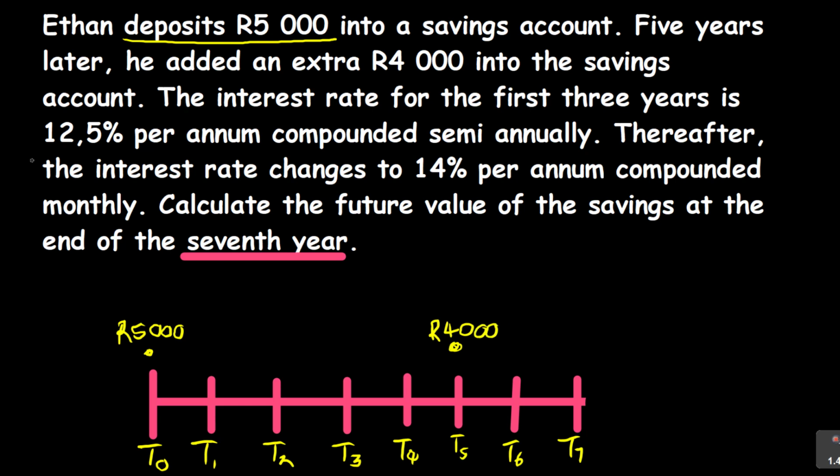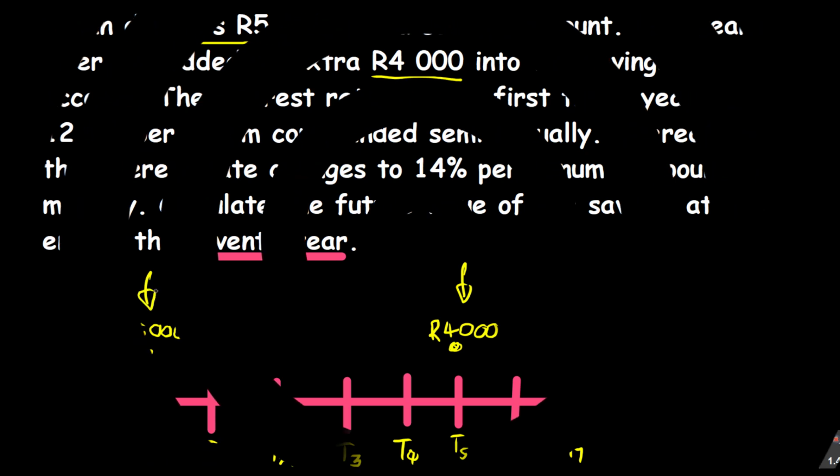Are you with me? All right, now this is not a problem. So it's money being added. So I'll use an arrow to say you are adding money.